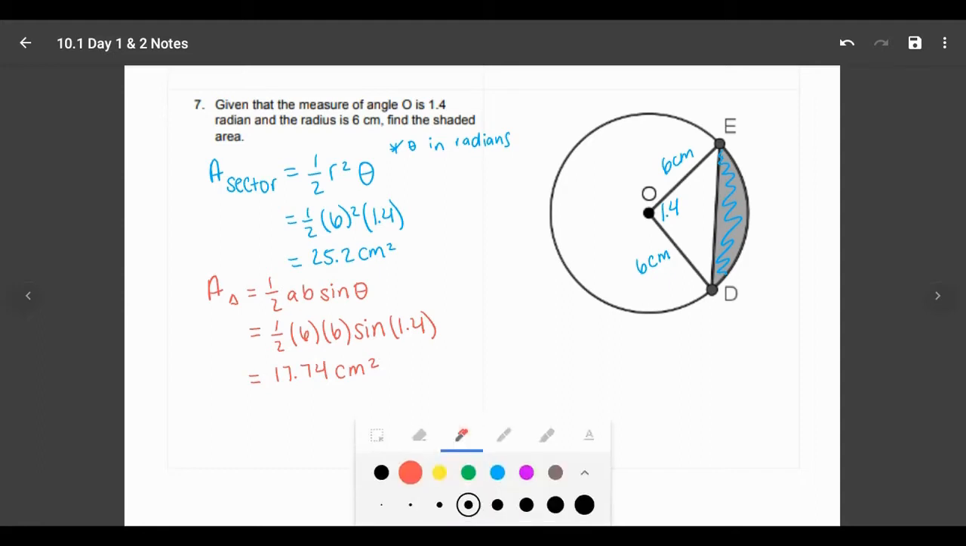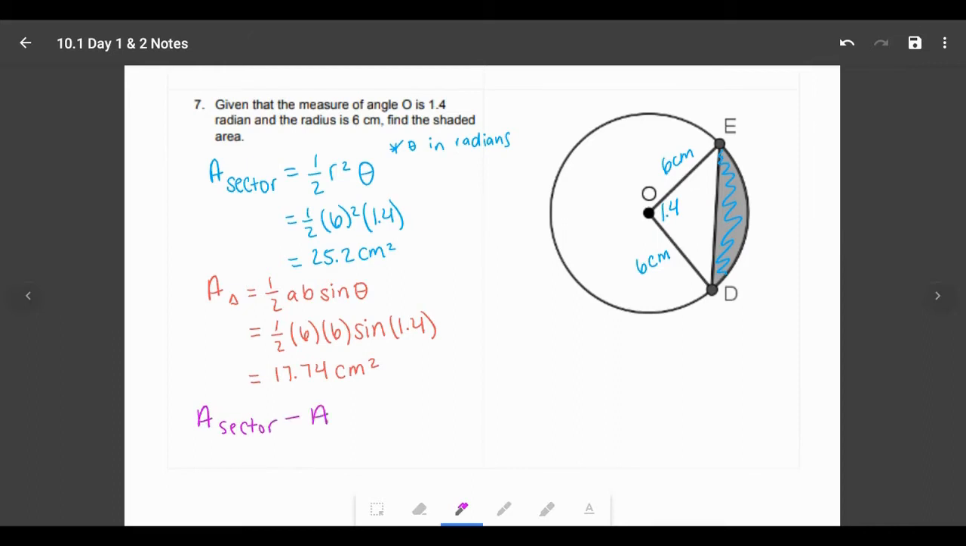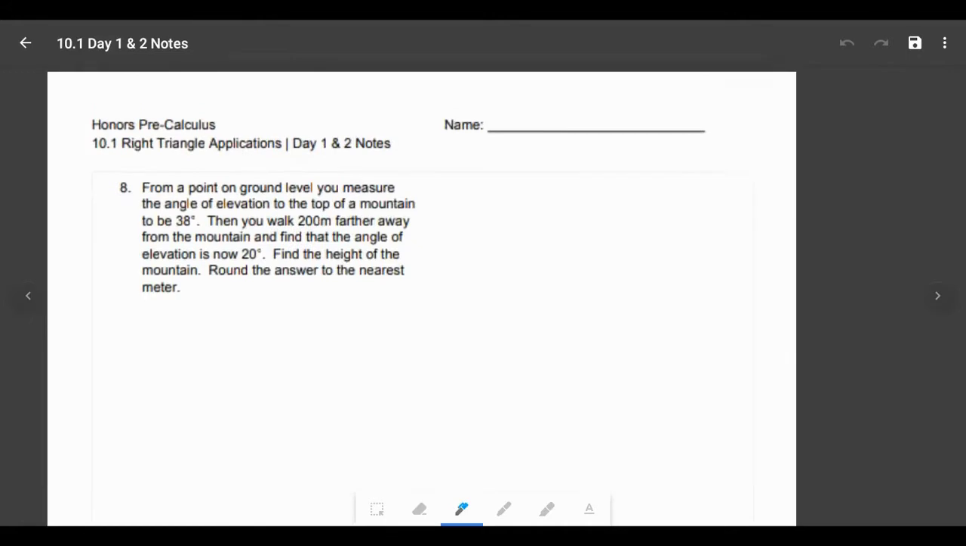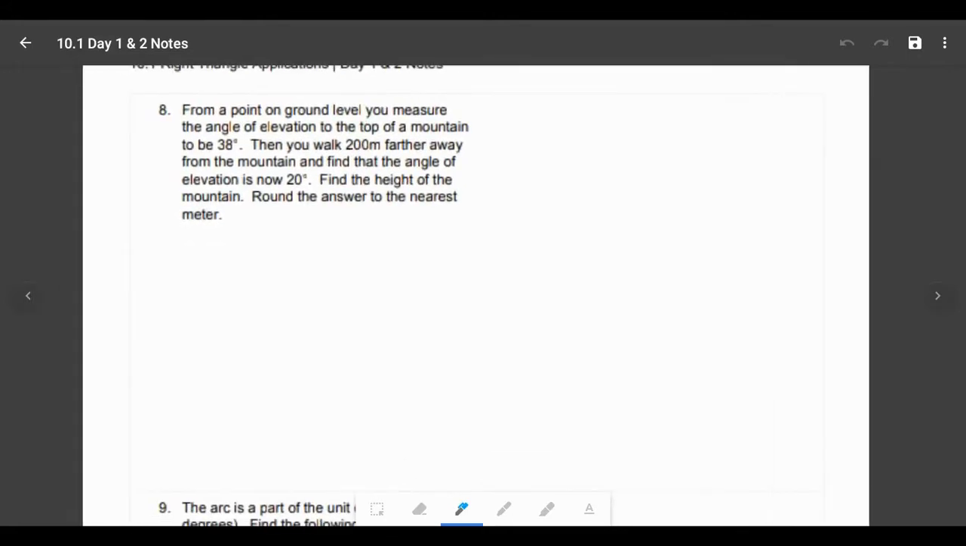So then, like we've already said, now we just need to subtract these two areas for our final answer. So I'm going to take that sector area, because it's larger, and subtract the area of my triangle. And so when I do that, I end up getting that my shaded region is approximately 7.46 centimeters squared. Moving on to problem 8 now.